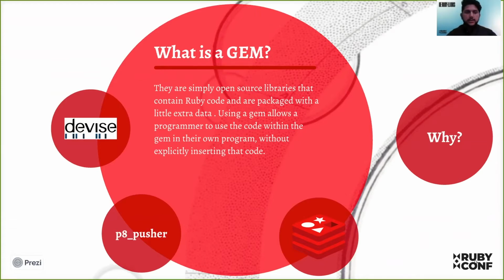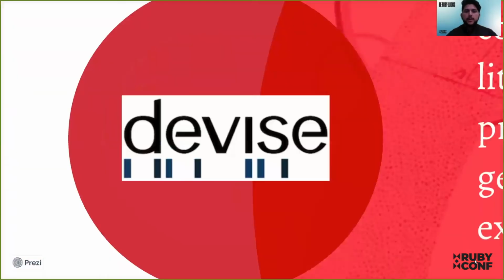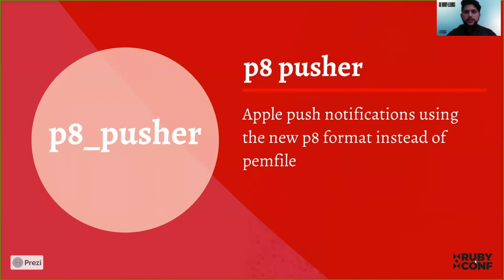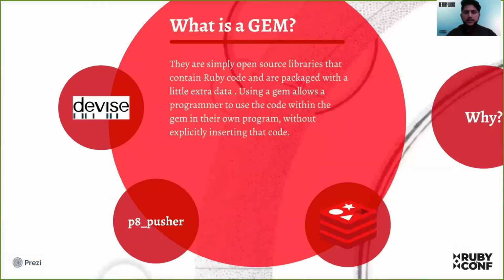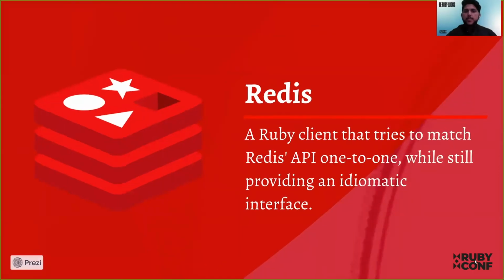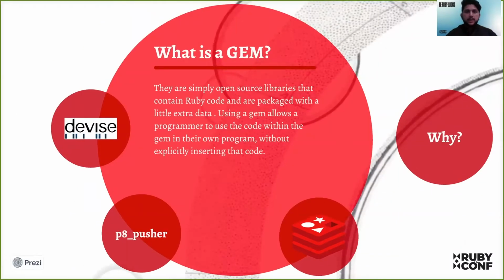First of all, there is Devise. I'm sure you guys have used Devise. It is a flexible authentication solution for Rails with Warden. There is P8 Pusher that allows you to send Apple push notifications using new P8 certificates. And there is Redis, which is basically a one-to-one API for Redis. Now you have a basic idea of what a gem is.